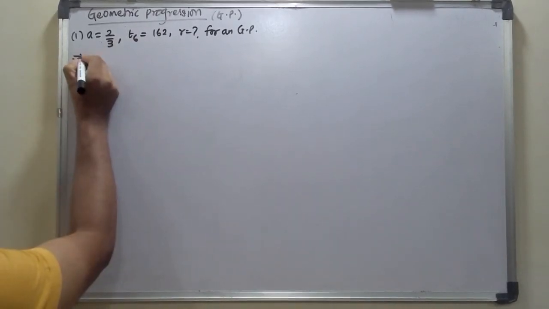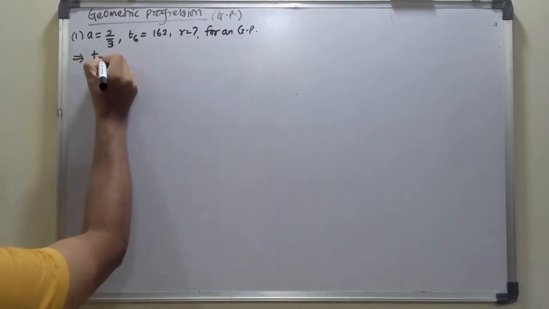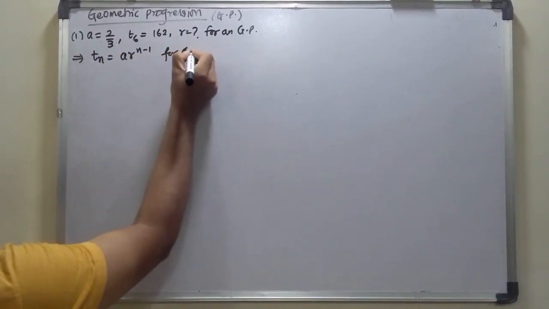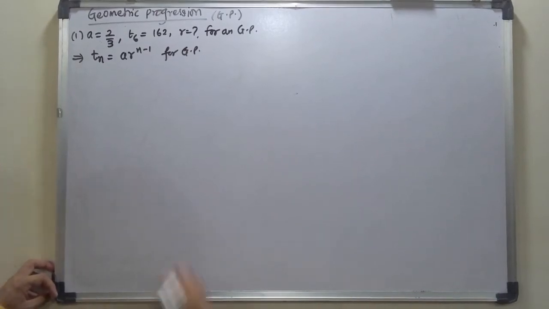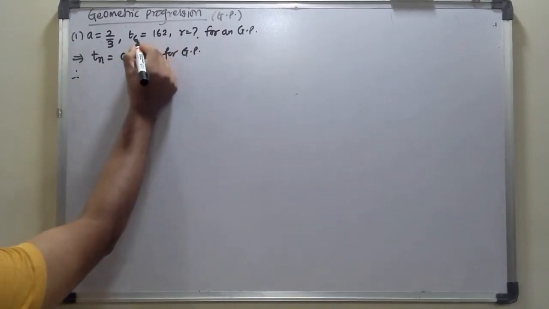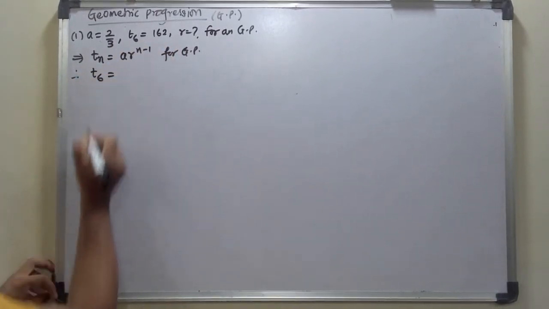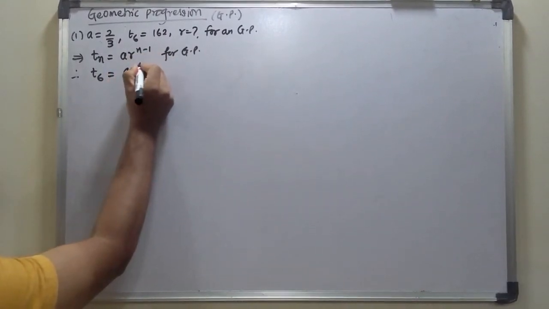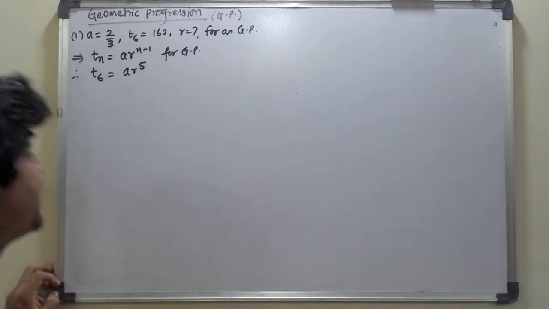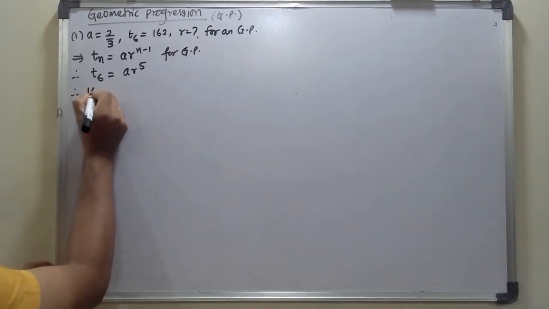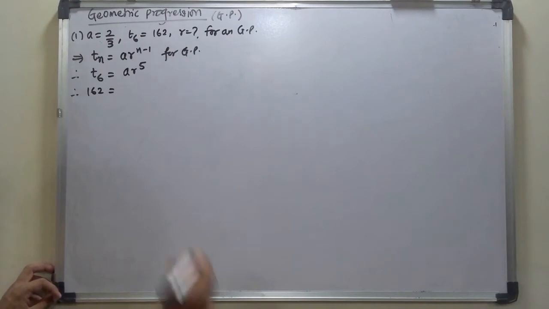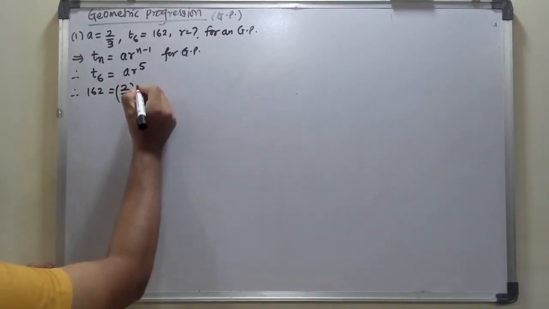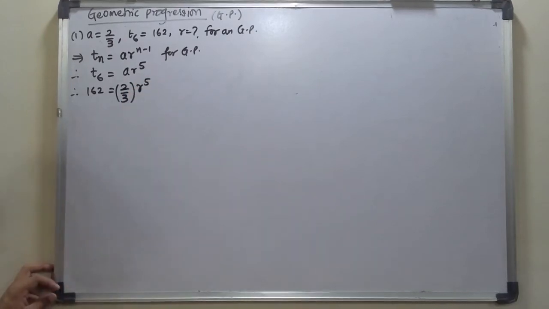So for term number 6, the formula I have is Tn is equal to AR raised to n minus 1 for GP. Agreed? So when I replace this n by 6, T6 will be AR raised to 6 minus 1, that is 5. Agreed? The term number 6 is 162 and A is 2 by 3. Agreed? And obviously this is R raised to 5.